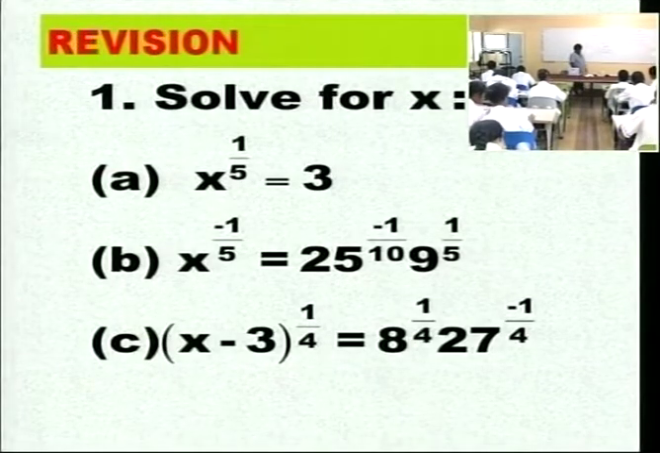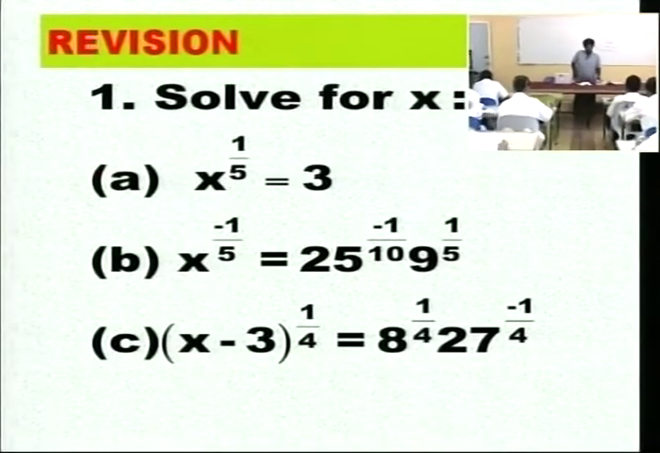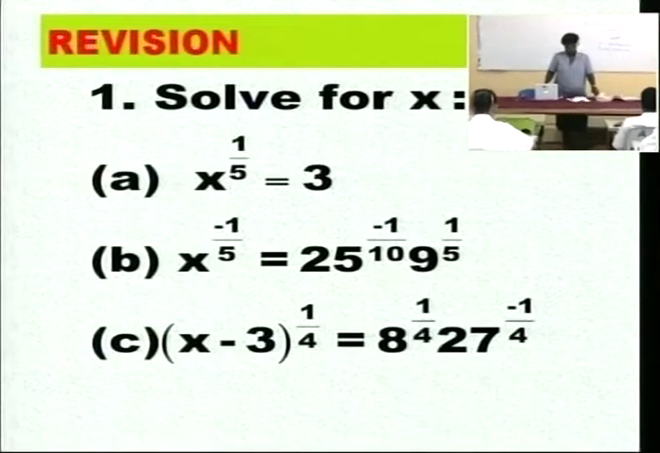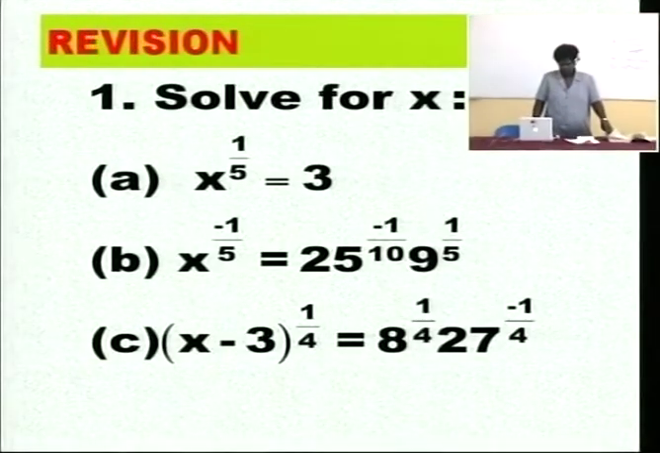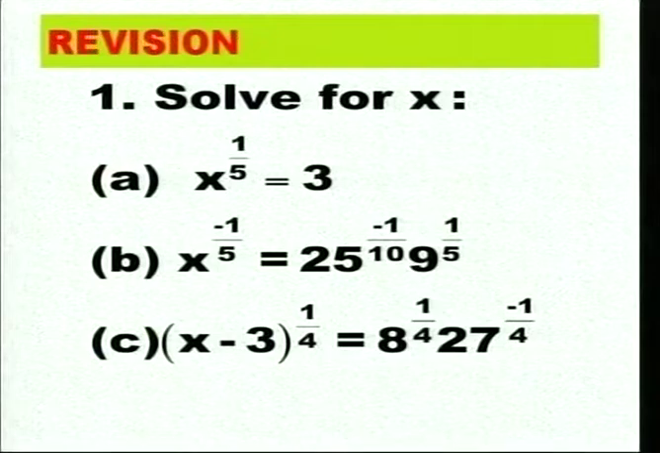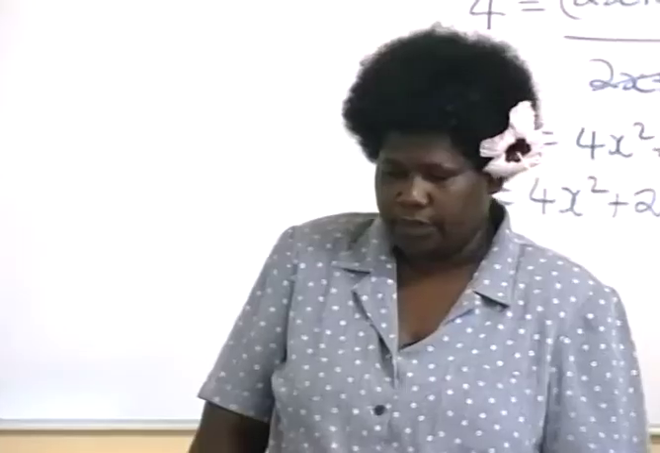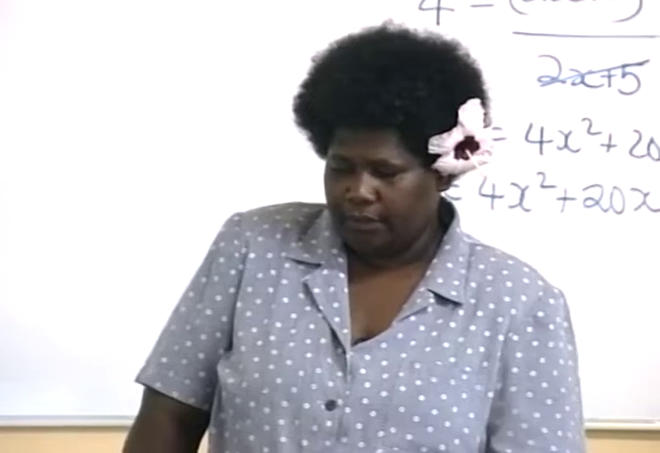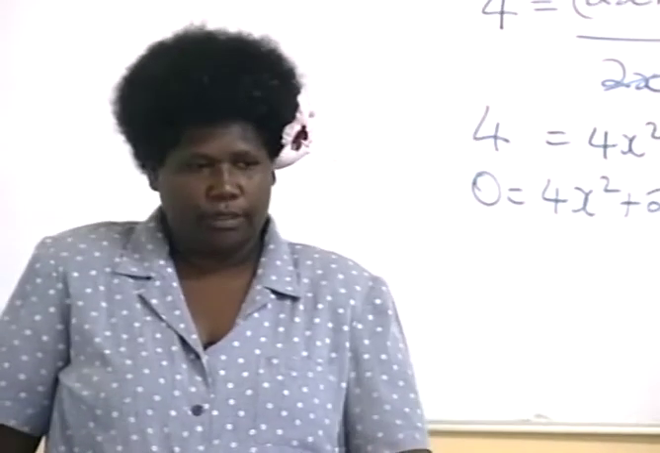Okay, letter A. Any answers for 1A? Miriam? X is equal to 243. Okay, correct. X equals 243 because 243 to the power of 1/5 is equal to 3.